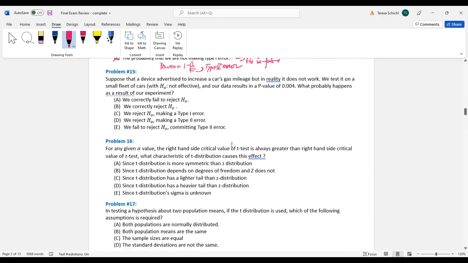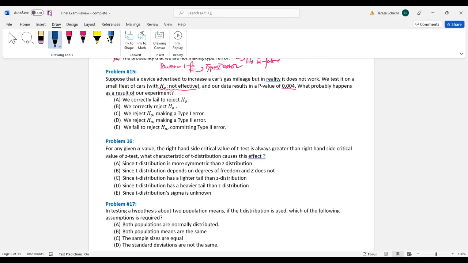All right, so number 15 says, suppose that the device advertised to increase a car's gas mileage, but in reality it does not work. So we test it on a small fleet of cars. They say in reality it's not effective, and our data resulted in a p-value of 0.004. What probably happens as a result of this experiment?